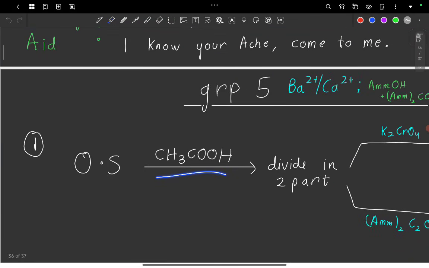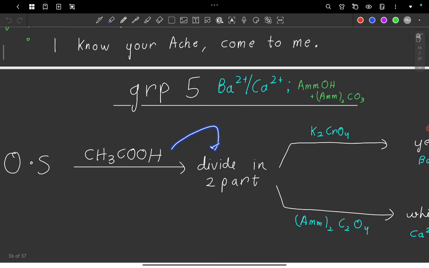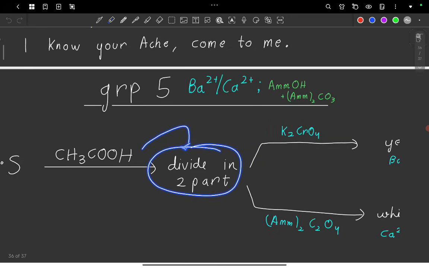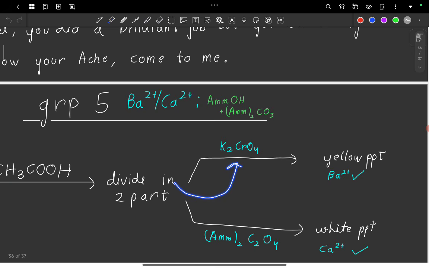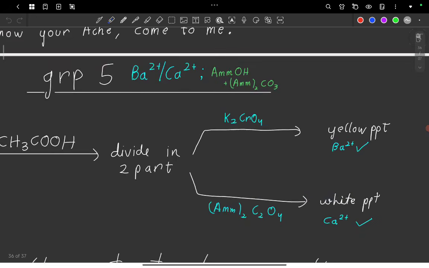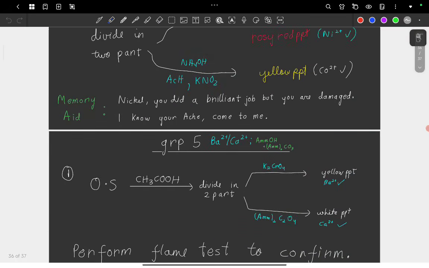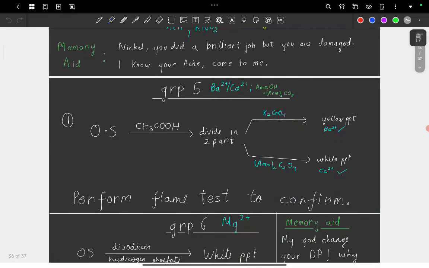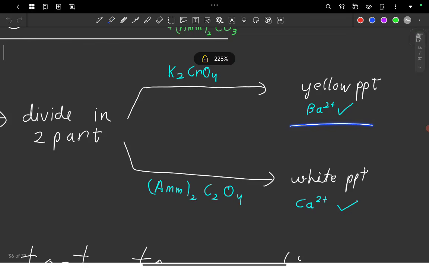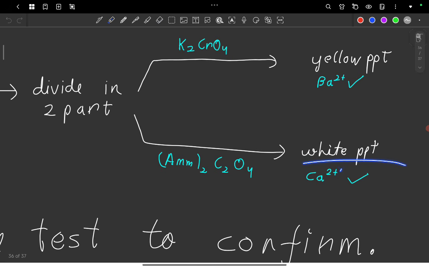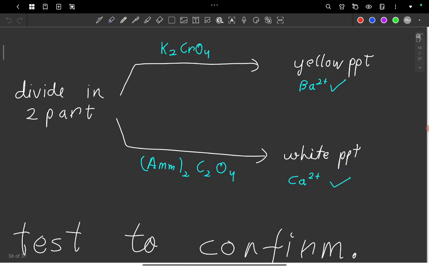If you react it with acetic acid, it forms something which you have to divide into two parts. One of them you react with potassium chromate and it forms a yellow PPT, and the other one reacts with ammonium oxalate which forms a white PPT. Okay, so that was it for group 5. And basically, if yellow PPT is formed, you have to confirm presence of barium ion, and if white PPT is formed, you confirm presence of Ca2+ ion.